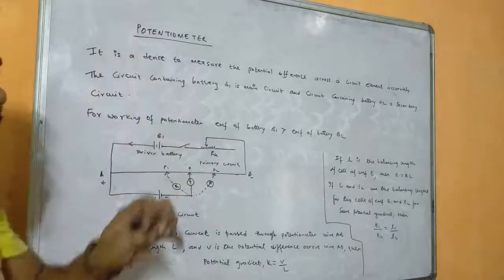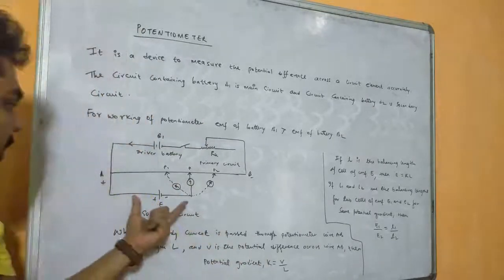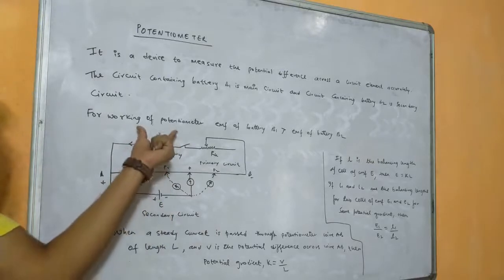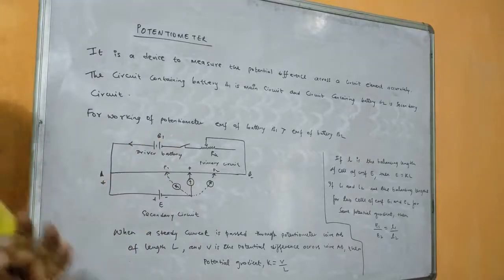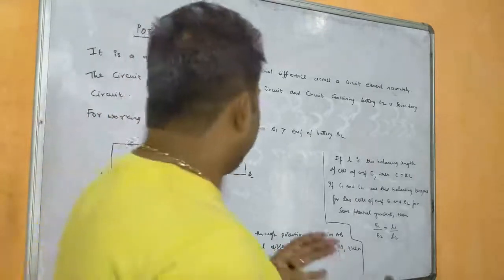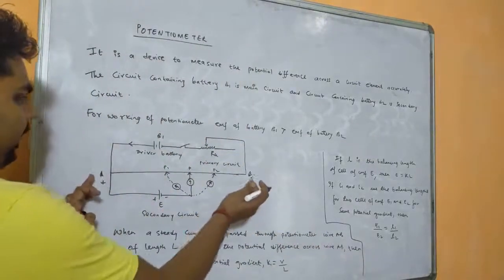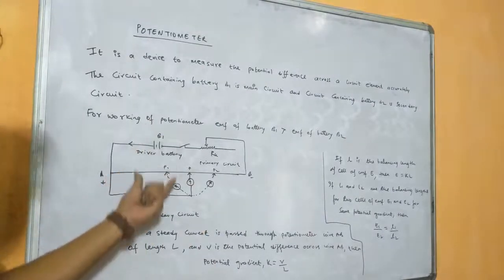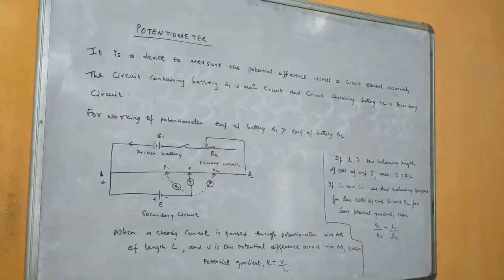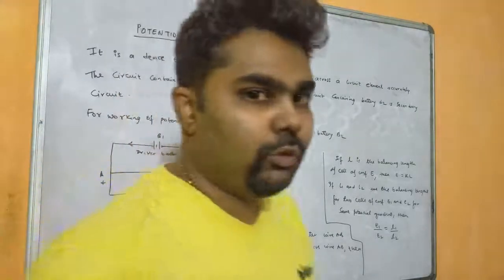Now we are comparing our EMF with a standard EMF. In order to find the potential difference between point A and B, we need to calculate this EMF, that is E and B1. So we can compare the EMF of two cells by using the potentiometer also.